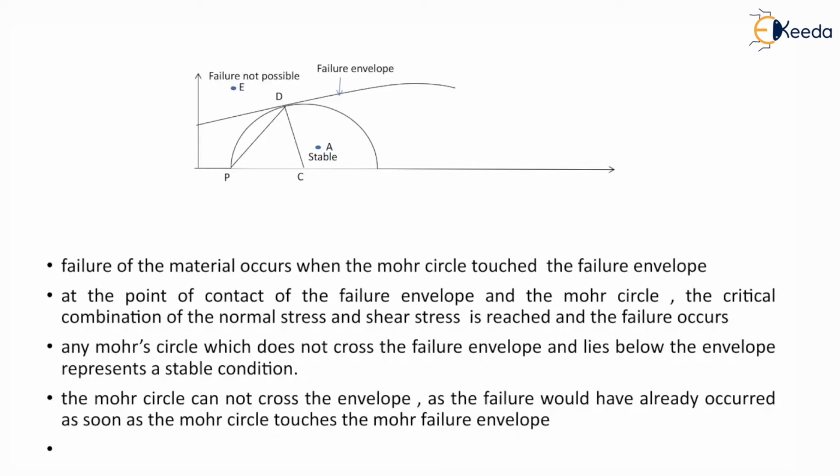So here is the point E which lies above the failure envelope. But the failure will occur at the failure envelope. So it is impossible to reach a value of shear stress beyond the failure envelope. Hence failure at point E is not possible.